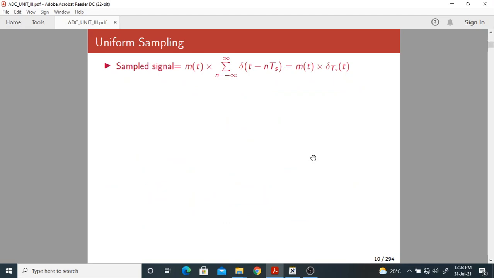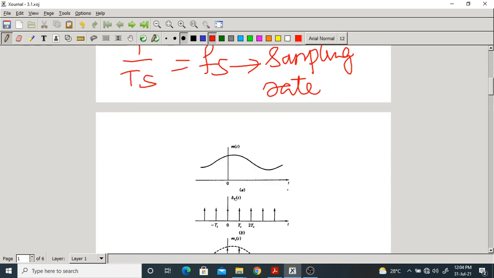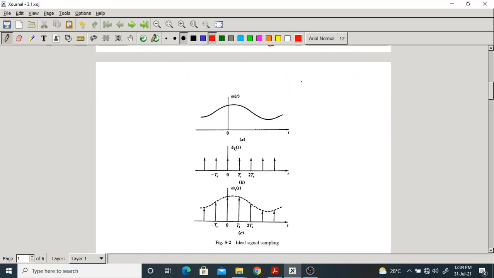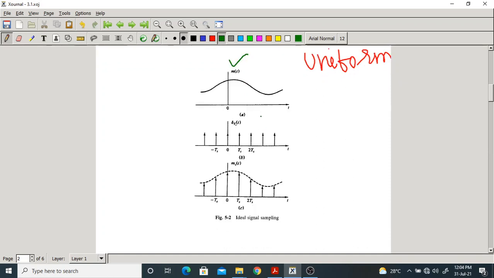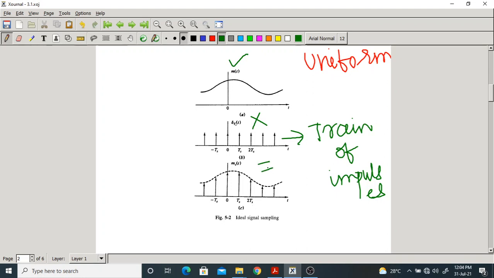Now we'll discuss uniform sampling. So how to sample a signal? This is called uniform sampling or ideal sampling. How is it defined? How to implement the sampling process? First you take a continuous time signal. This is m of t. Now multiply that with the train of impulses. If you multiply this with this, you get this.